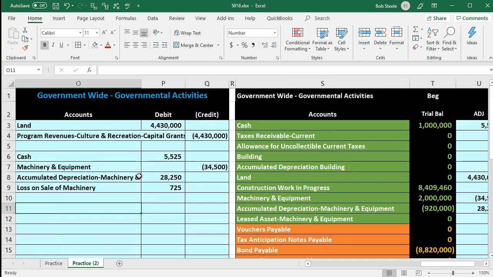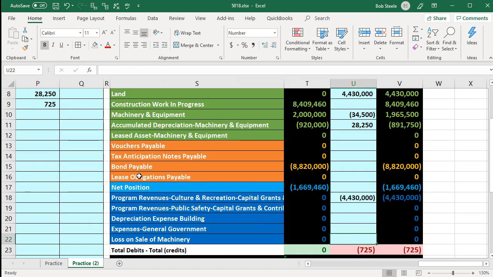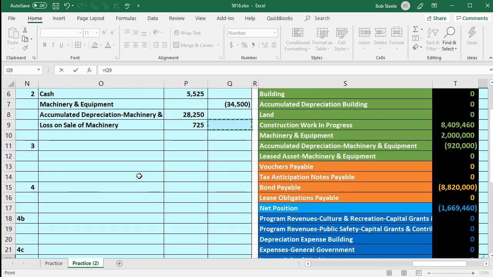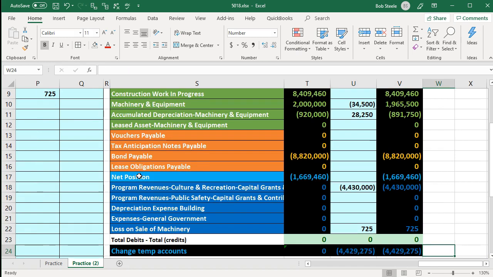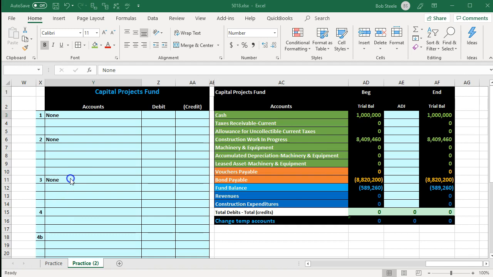And then finally, we have the loss on sale of the machinery. That's going to go on the bottom. Loss on the sale, we are in U22 equals, and scrolling back over to pick up the U22, which is the loss on the sale of machinery, of the 725. And there we have it. That puts us back in balance. There's not going to be any activity here in our capital projects fund because we're going to say that this machinery is not related to our capital projects fund.